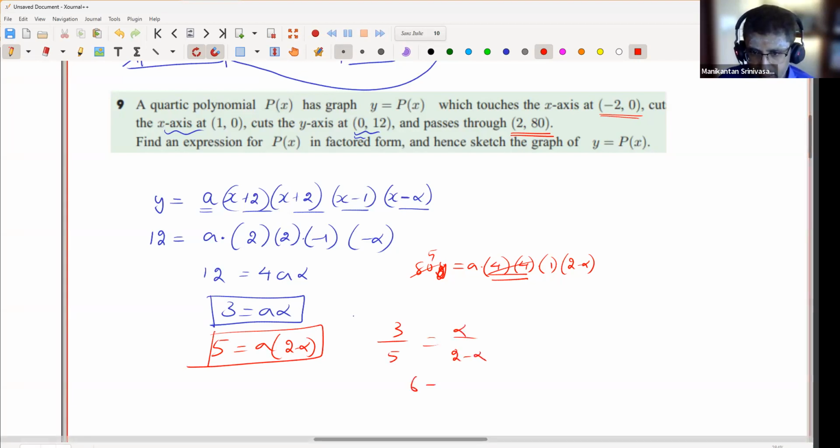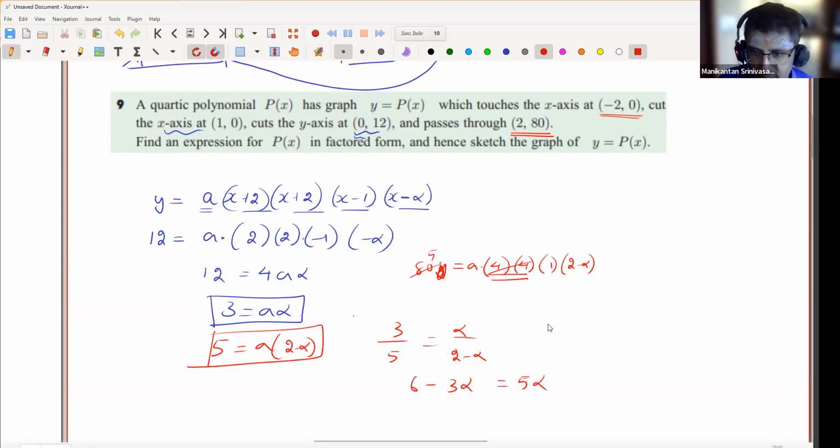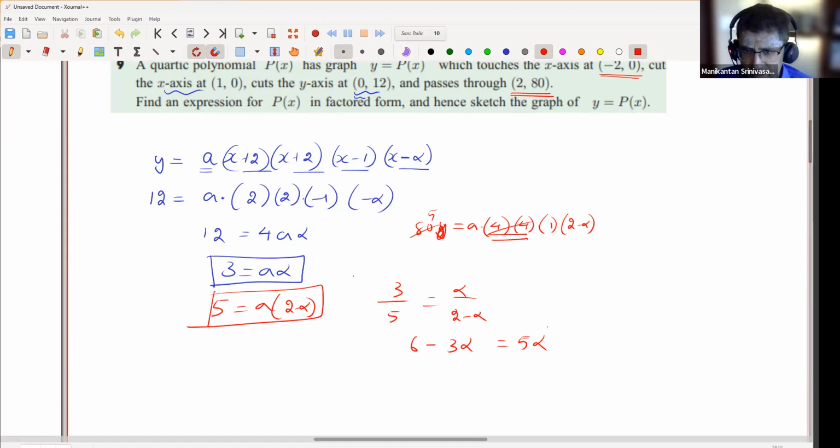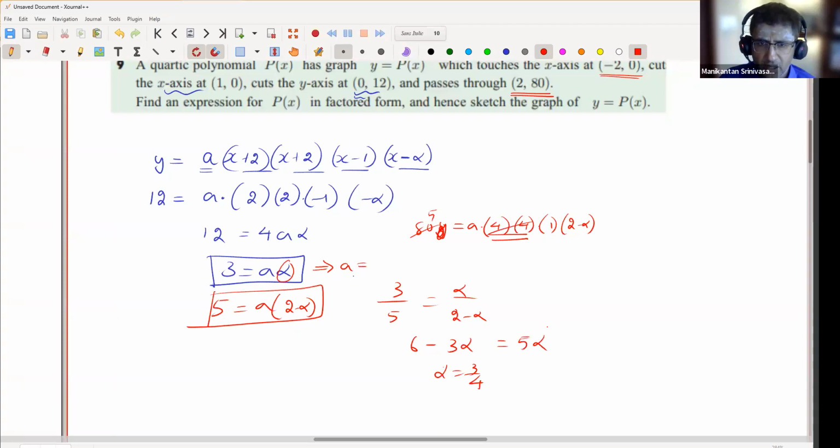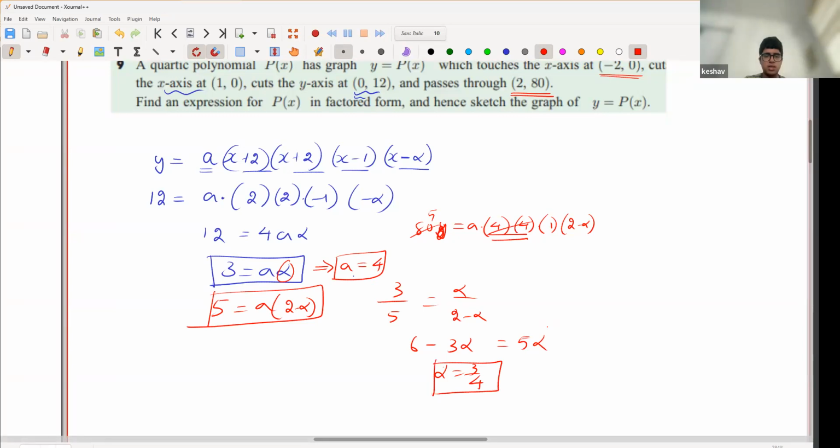Again, if I'm making a mistake, please stop me, guys. 5 alpha, 8 alpha is 6, therefore alpha is 3 by 4. And knowing alpha is 3 by 4, I can substitute here, and then I can infer a is 4, I guess. A is 4 and alpha equal to 3 by 4. Did anyone do it, and can you confirm this is what you guys got? I got 4x inside the bracket. Same thing.